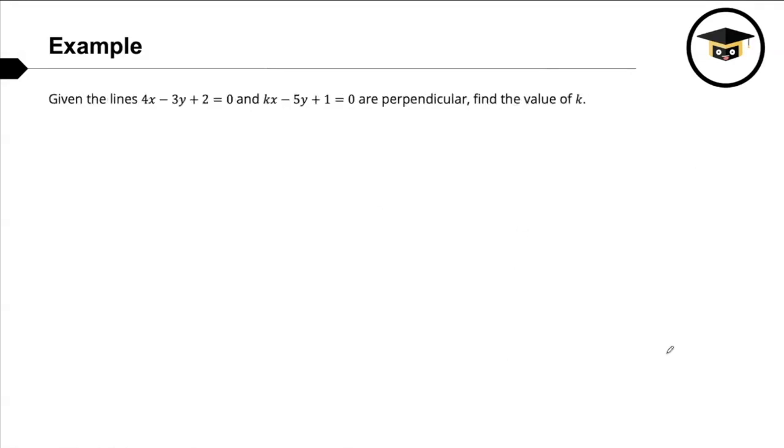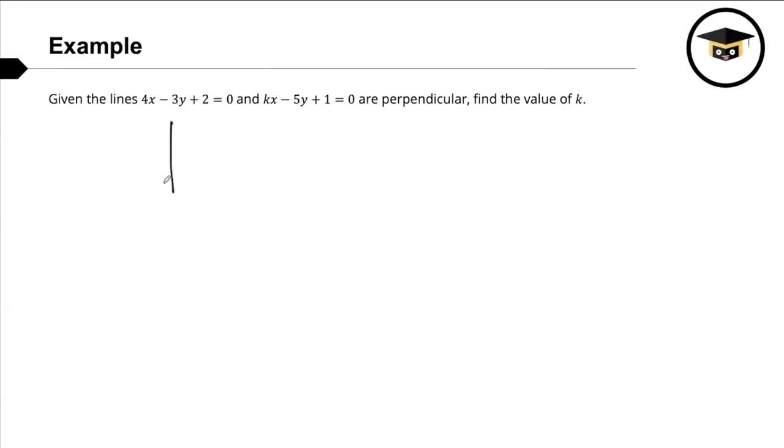Here's another example. Given the lines 4x minus 3y plus 2 equals 0 and kx minus 5y plus 1 equals 0 are perpendicular, find the value of k. So first what we should do is find the gradient of each line and then let them multiply by each other and equal -1, right? Because that's the definition of what perpendicular lines are.